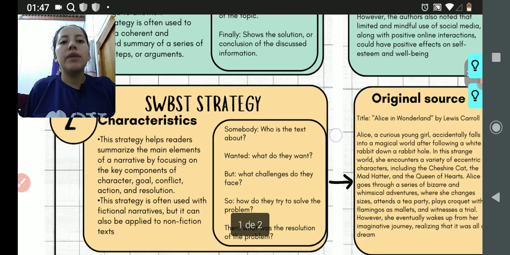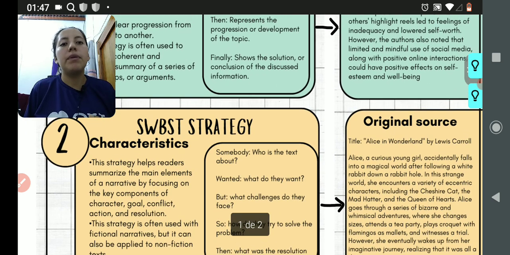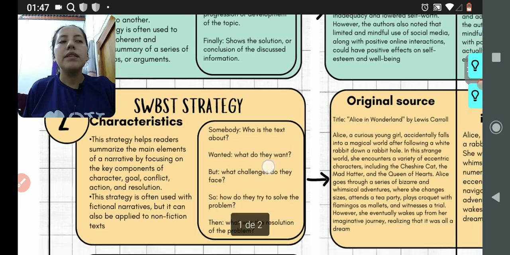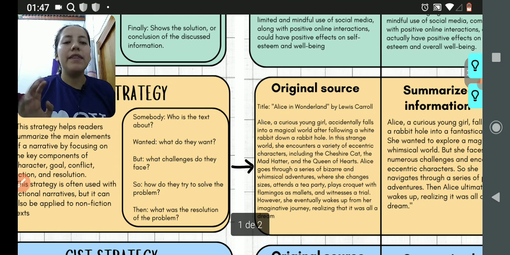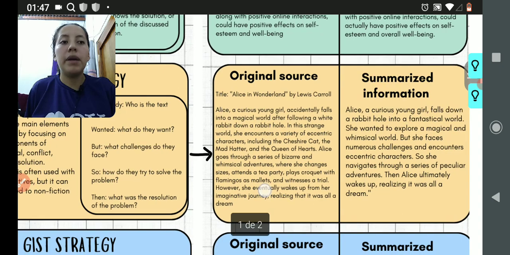The second strategy is the SWBST strategy. This strategy helps readers summarize the main elements of a narrative by focusing on the key components of the character, goal, conflict, action, and resolution of the topic. This strategy is often used with fiction and non-fiction text. I will explain this strategy with the original source and the summarized information.